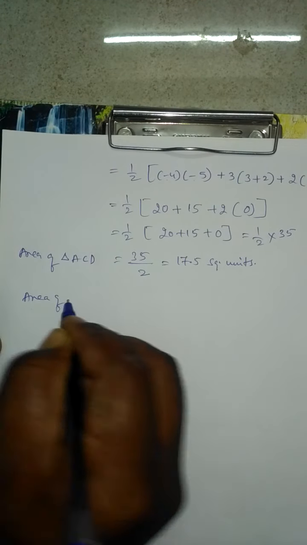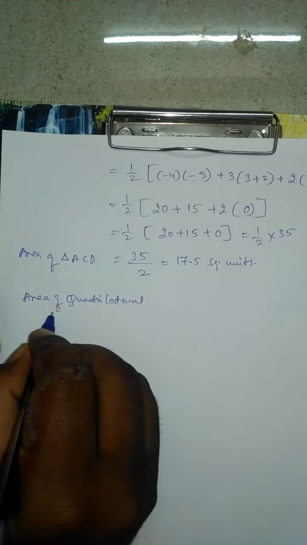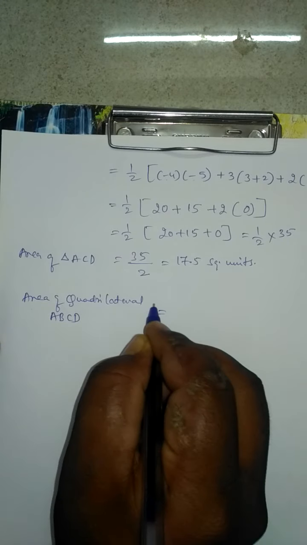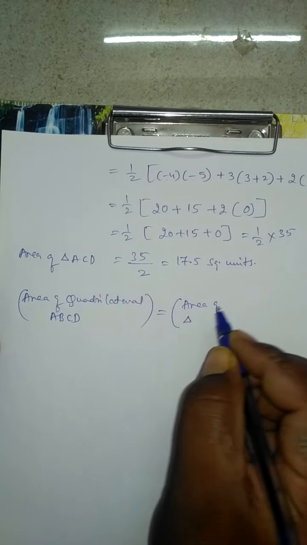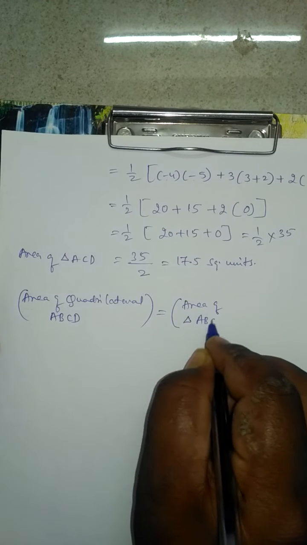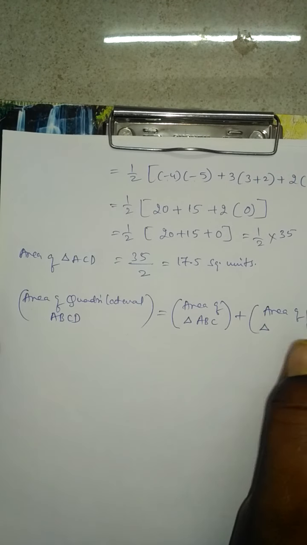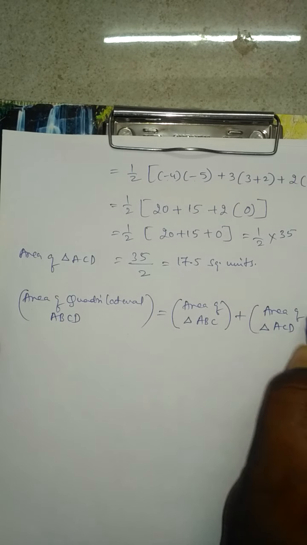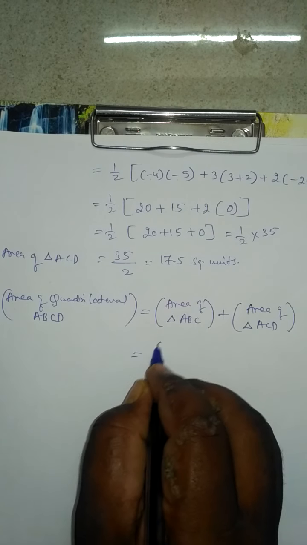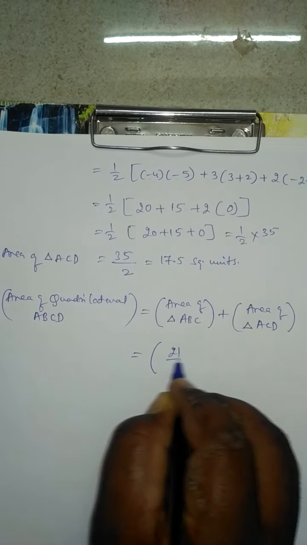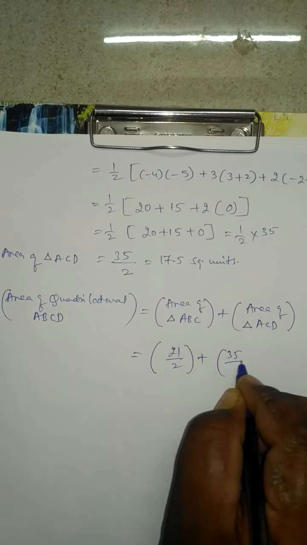Area of quadrilateral ABCD, that is equal to area of triangle ABC plus area of triangle ACD. So how to find out area of quadrilateral? Area of triangle ABC. What is the area of triangle ABC? That is nothing but 21 by 2. And area of triangle ACD, that is 35 by 2.